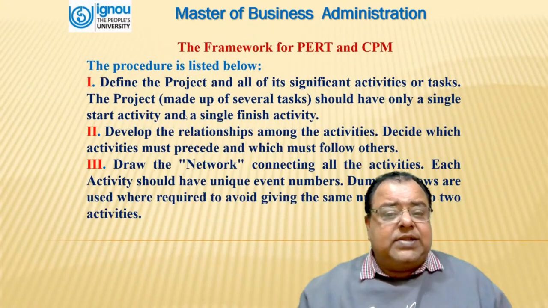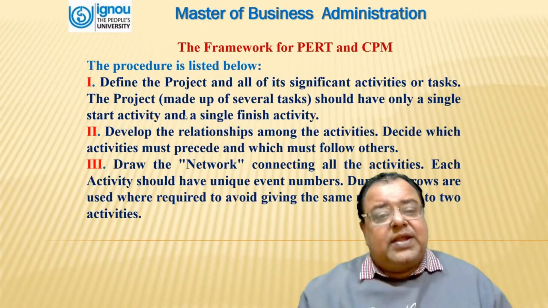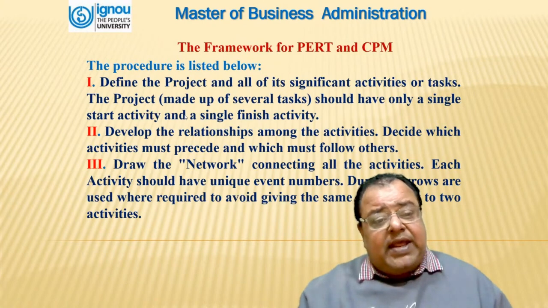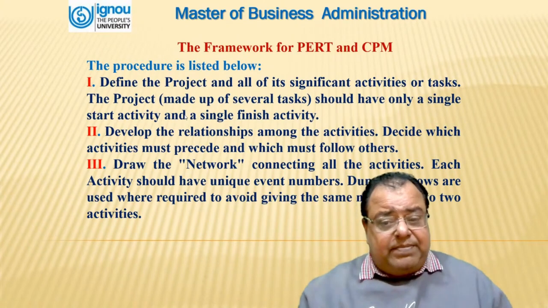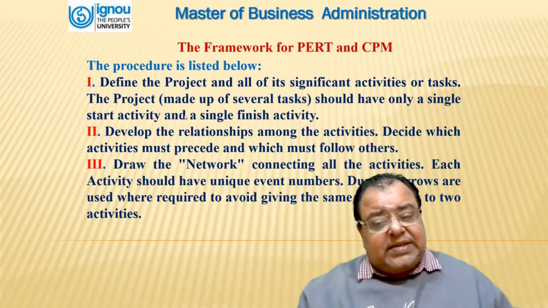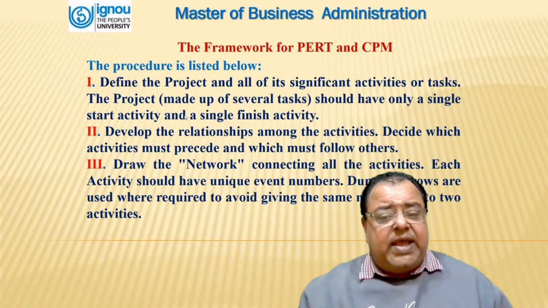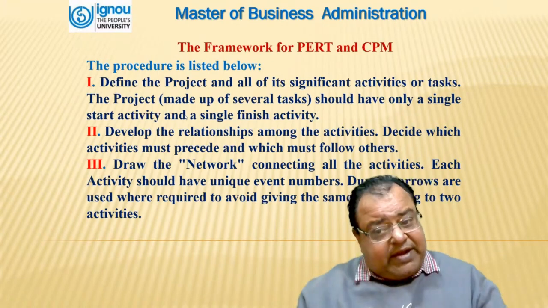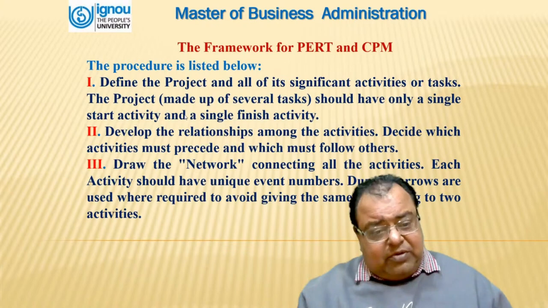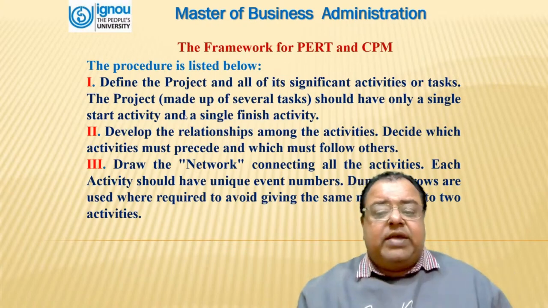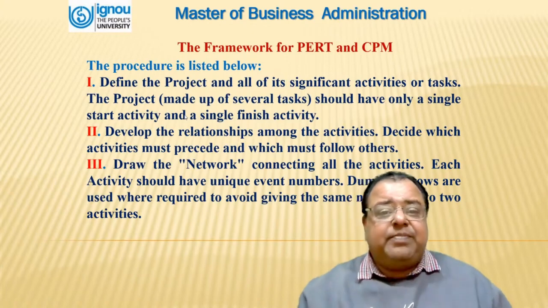The framework for PERT and CPM. The procedure is as follows. Define the project and all its significant activities or tasks. The project, made up of several tasks, should have only a single start activity and a single finish activity. Develop the relationship among the activities. Decide which activity must precede and which must follow others. The third one, draw the network connecting all the activities. Each activity should have a unique event number. Dummy arrows are used where required to avoid giving the same numbering to two activities.